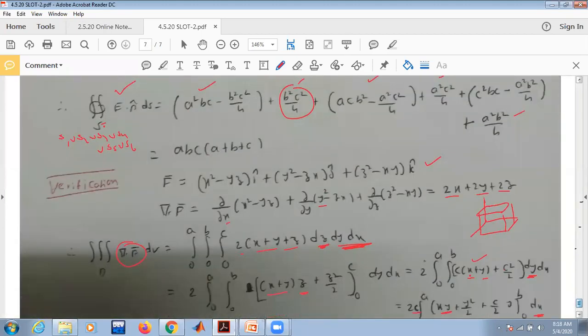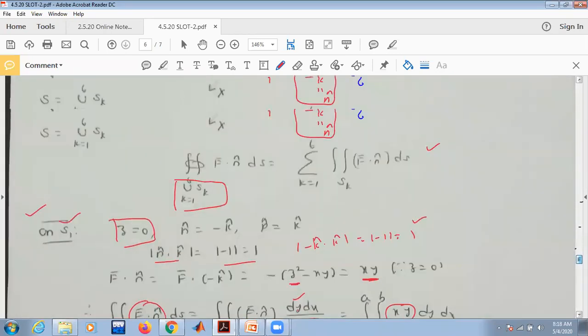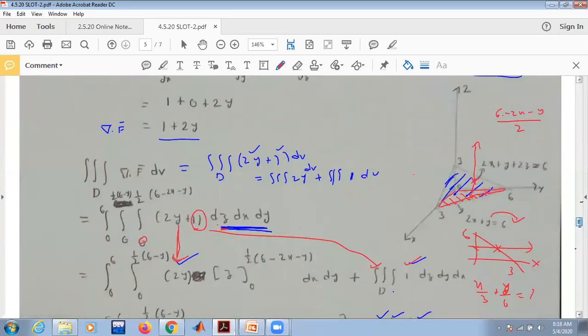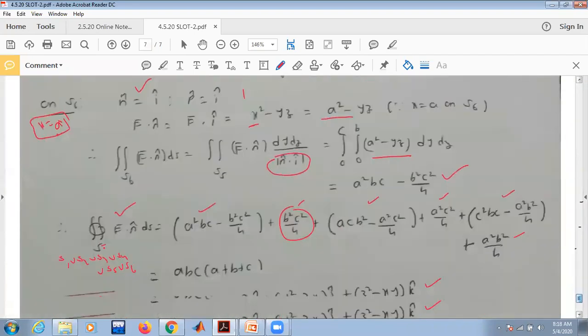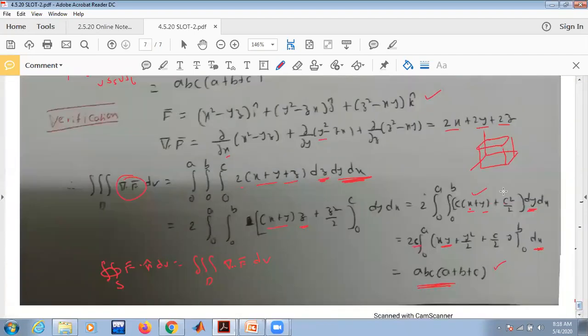So far, we did verification of divergence theorem on two closed surfaces. One is on the prism, which consists of triangular faces. The other one is a cuboid, which consists of rectangular faces. The previous surface integral contained 4 faces. This surface integral contains 6 faces.